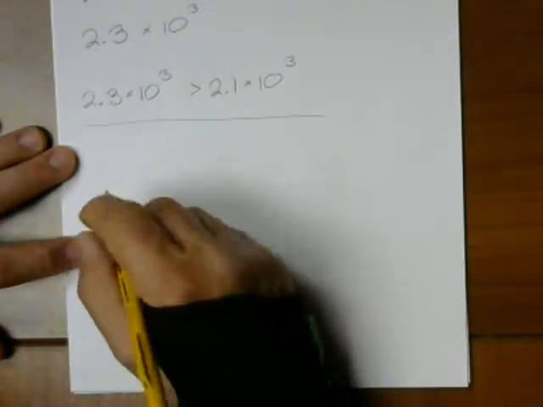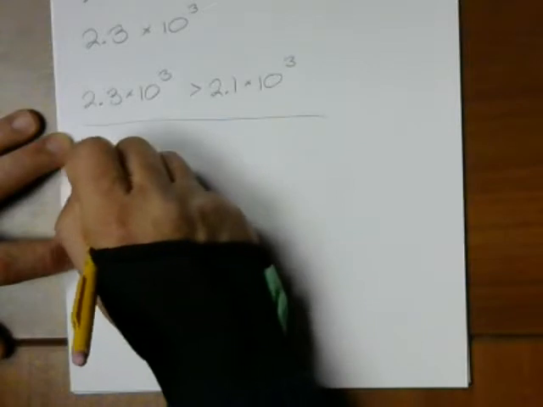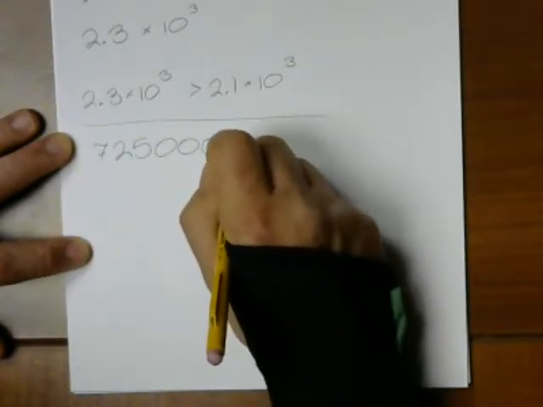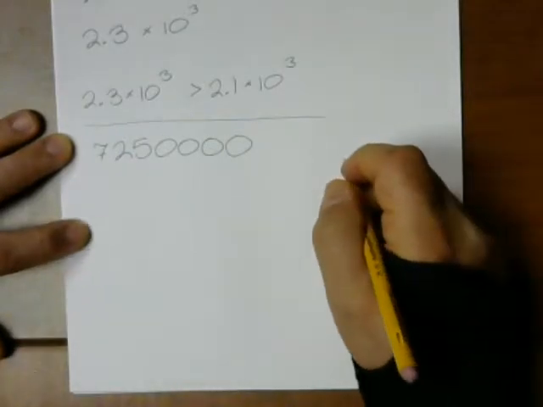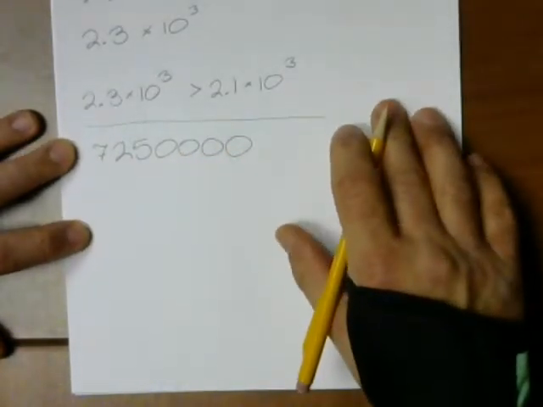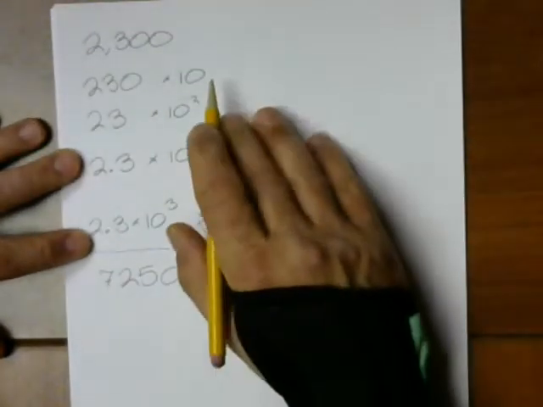So let's try maybe 725,000,000. So 7,250,000. Okay? Now, what happened here?